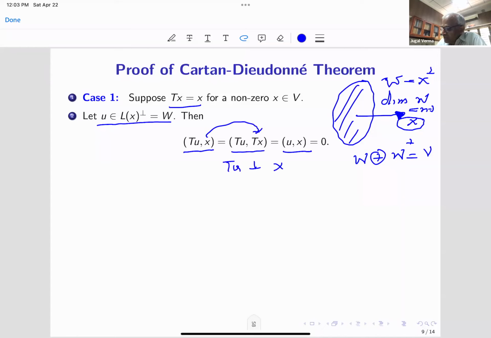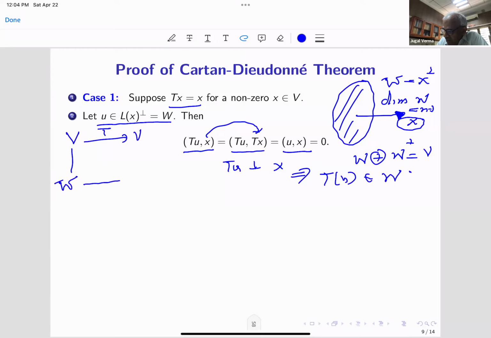Okay, so tu is also in w. Okay, so I have this big vector space. Inside this, I have this subspace of dimension n minus one, and T was my linear transformation, which was orthogonal.